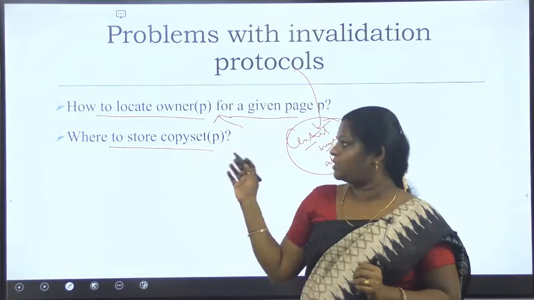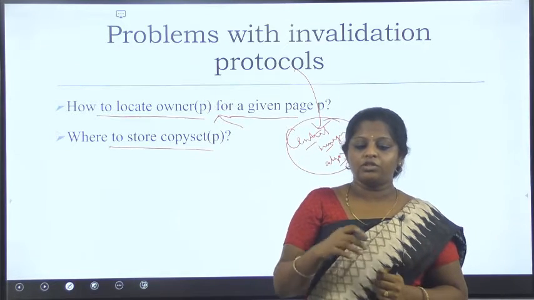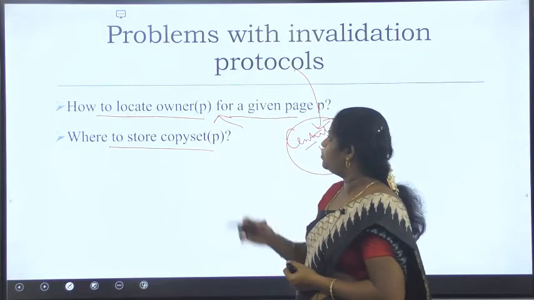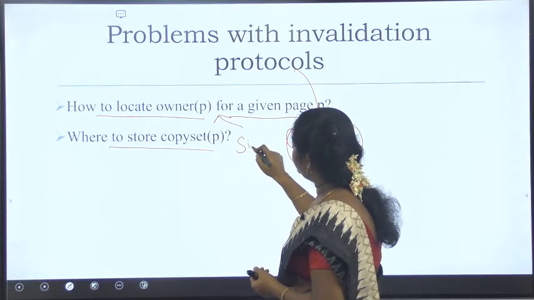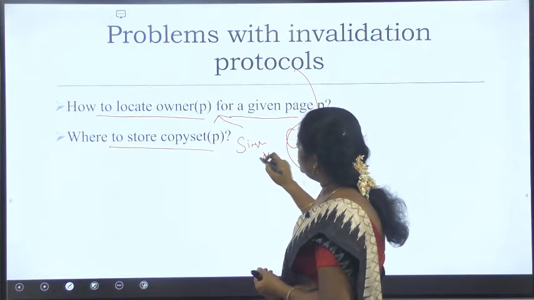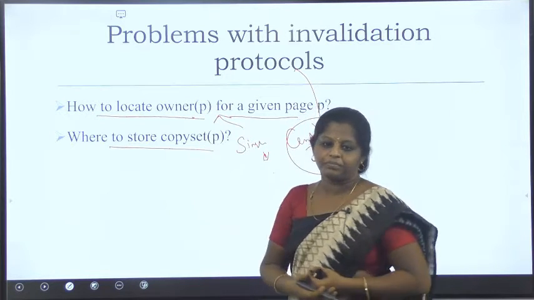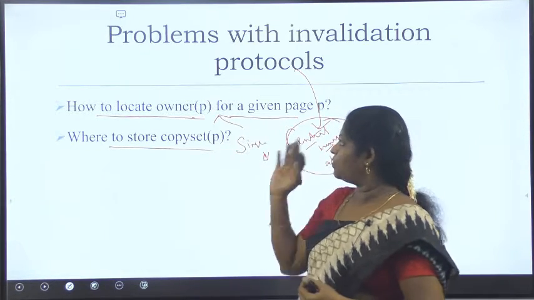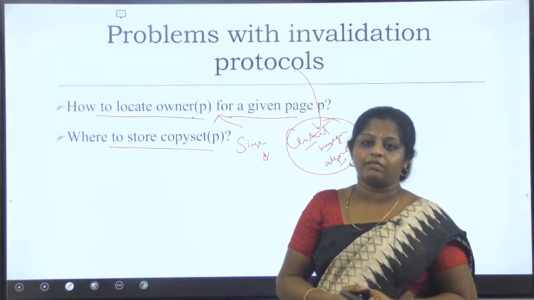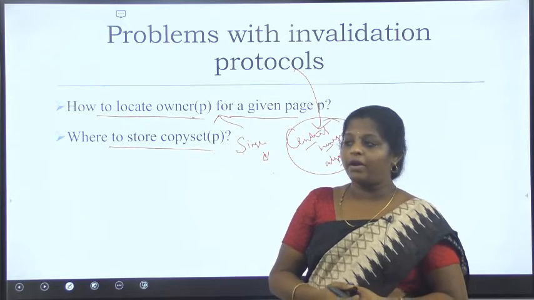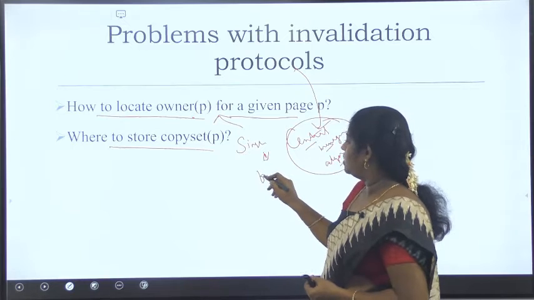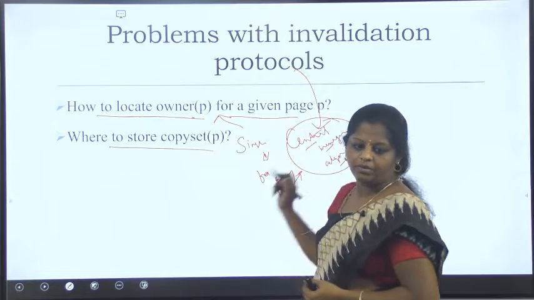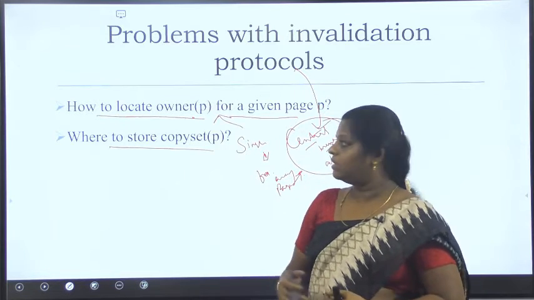The single server here, which is called a manager, is used to store the location of the owner of P. Who is the owner of the page at that particular time? That information, that location, will be stored by the single server, the manager, for every page P. And what is the next question?